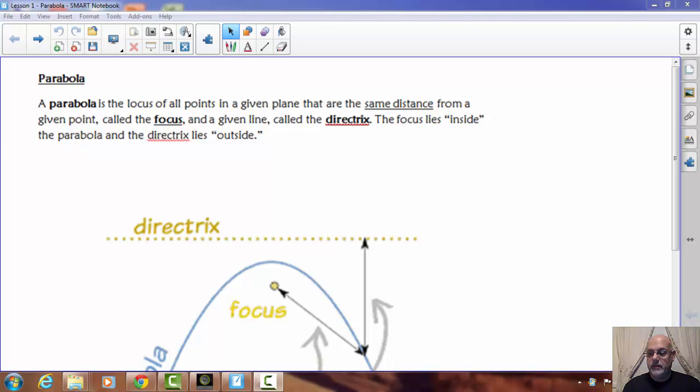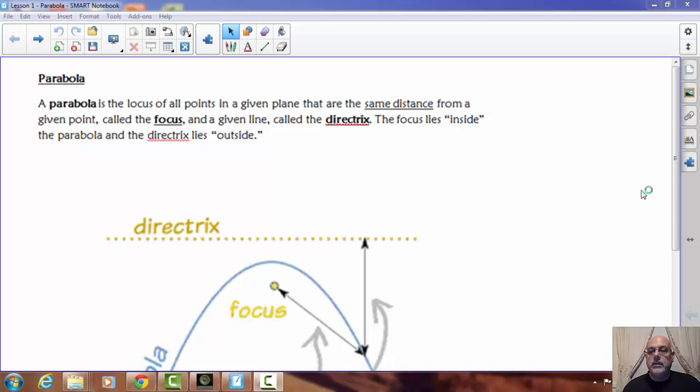This is the last topic in the conic section unit, so we'll be covering the parabola. It's a set of all points in a plane that are the same distance from a given point called a focus. Well, we've been dealing with focus points for a while. It's the same distance from the focus to a given line, and that line is called the directrix. The focus lies inside the curve, as we've been seeing. The directrix is a line that lies outside the curve.